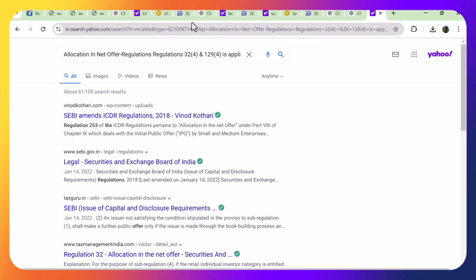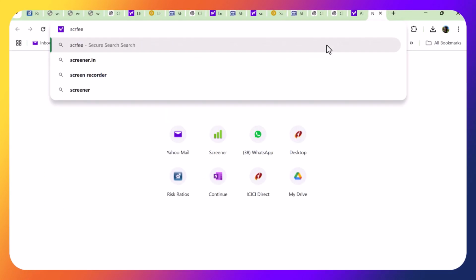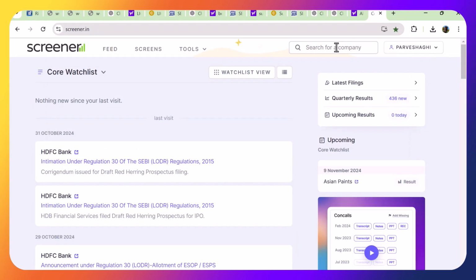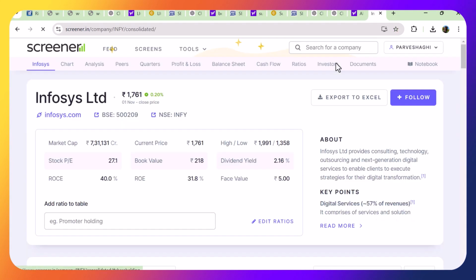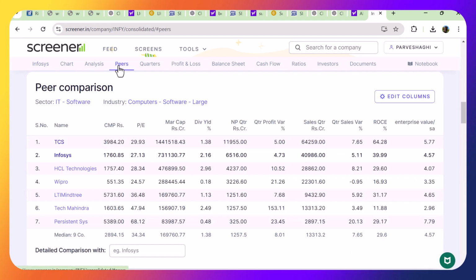Okay, now just to take you to the screener and see the other industries. For example, let's say IT, let's say Infosys, and just look at the peer group. These are all the IT companies in India. And what is the median P/E ratio here?